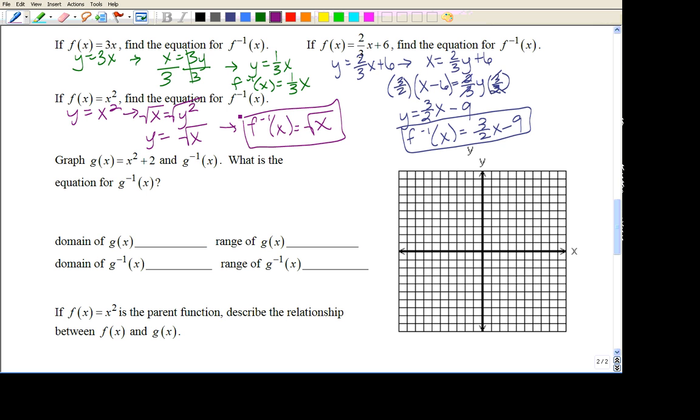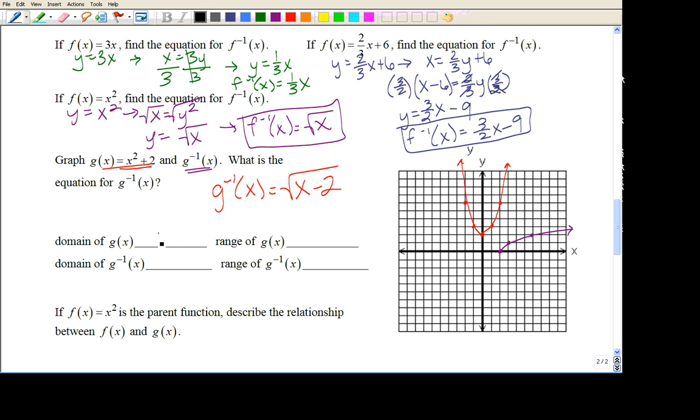So let's graph g of x equals x squared plus 2 and the inverse. So in red, I've got our parabola moved up 2, and then in purple, I've got our inverse function, which you can get by switching the x and the y and solving for y again. So the equation for the inverse of g is g inverse, should have drawn that in purple, oh well, the square root of x minus 2. So I want you to try solving that one by switching the x and the y.